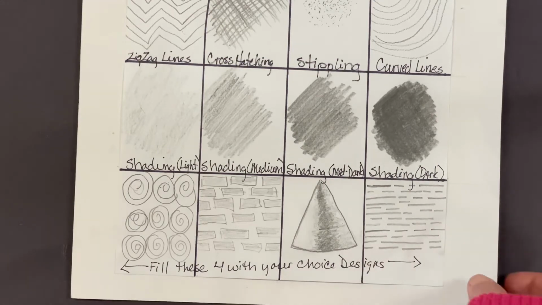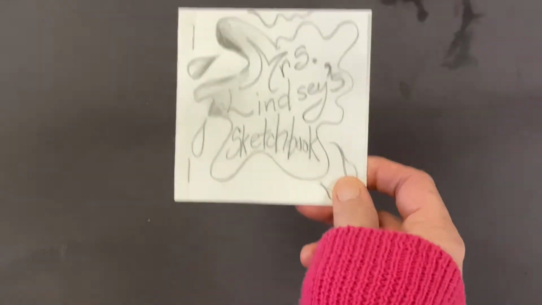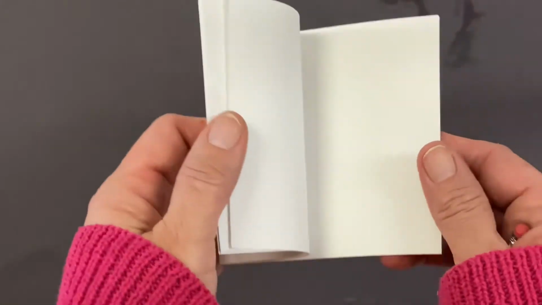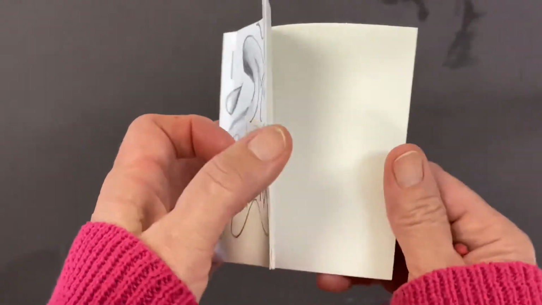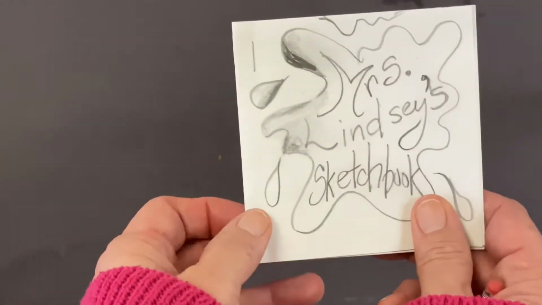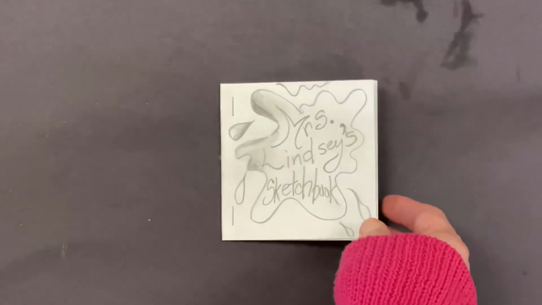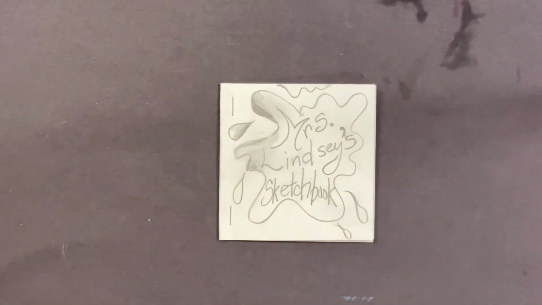So let me show you this sketchbook idea. So here's mine right here. All I did was I took some white copy paper and I cut it into strips, and then I folded it and I stapled it. So this is a miniature sketchbook. Is what I would call it, a mini art.